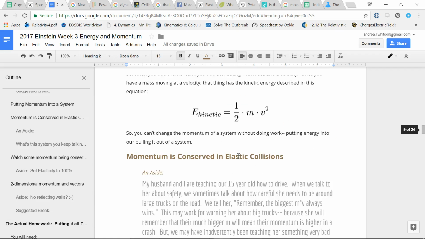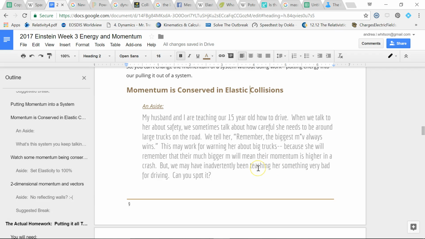Okay, there's a funny aside here, so I'll cover this for those of you who aren't going to read. My husband and I are teaching our 15-year-old how to drive. When we talk to her about safety, we sometimes talk about how careful she needs to be around large trucks on the road. We tell her, remember, the biggest M times V always wins.